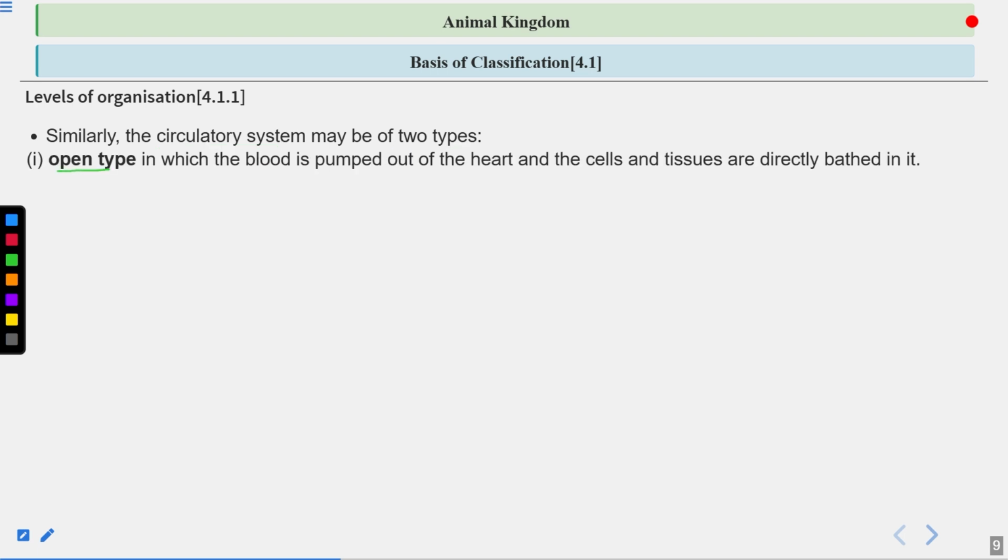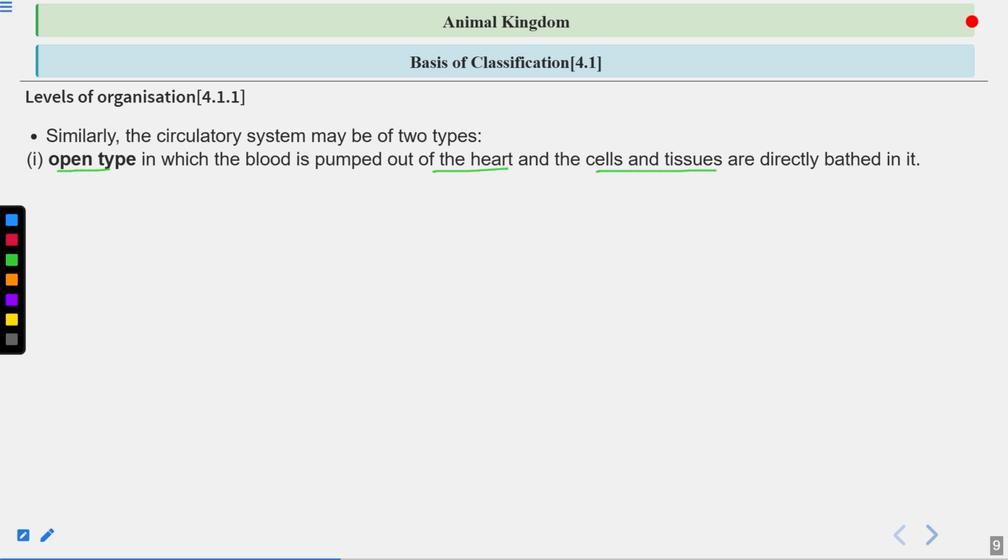Open type, in which the blood is pumped out of the heart. Open type means the blood is pumped out of the heart on the cells and tissue directly. The blood is coming out from the heart and it is poured all over the cells and tissue. So that is the open type of circulatory system that you see in the case of arthropodans, that you see in the case of insects. Open type of circulatory system.